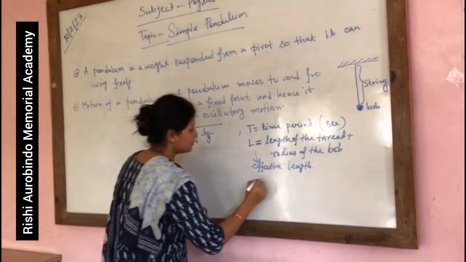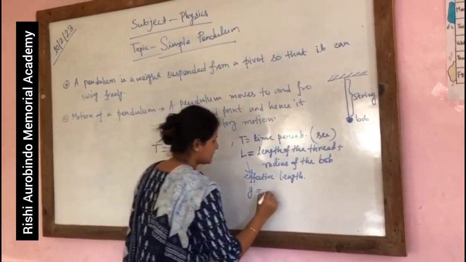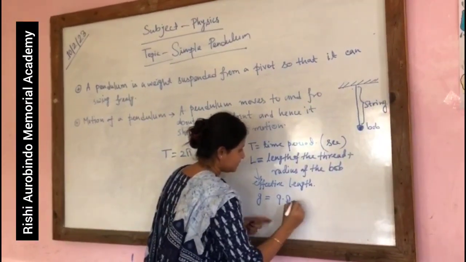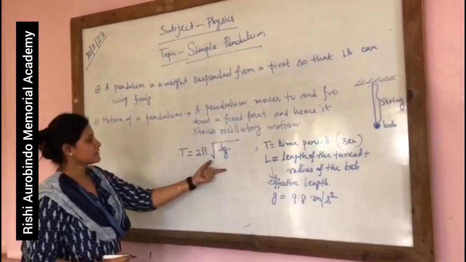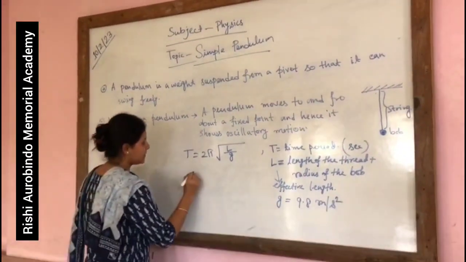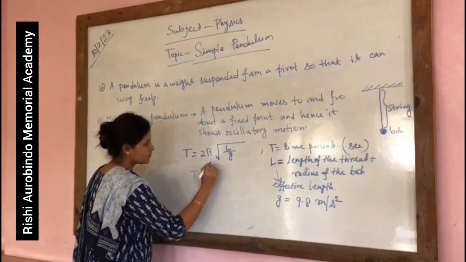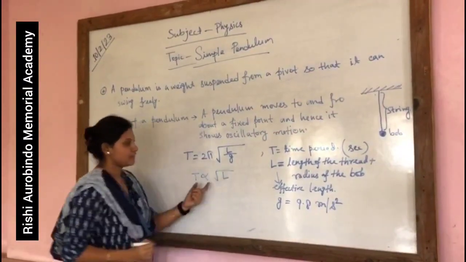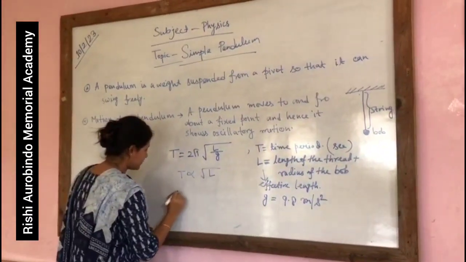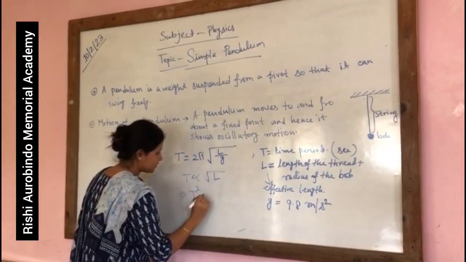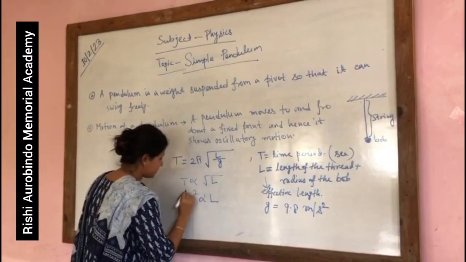And g, we know, small g, is acceleration due to gravity, which is 9.8 meter per second square. So from this equation we can say that the time period of a pendulum is directly proportional to the root over of the effective length of the pendulum. So if we square both the sides, then we can have T square is proportional to L.